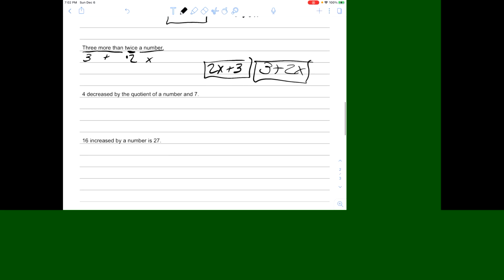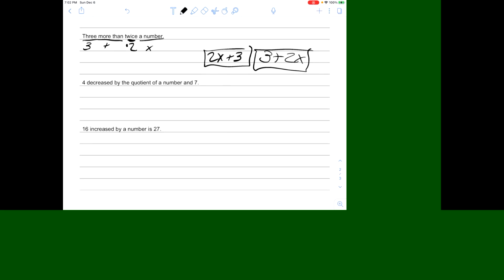All right. For the next one, 4 decreased by the quotient of a number and 7. Again, pause the video here, see if you can solve it, and restart when you're ready. So going through this, I say that I'm going to have the number 4. Decreased by means subtract. Quotient means divide.